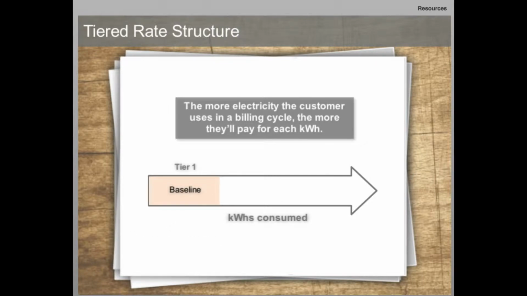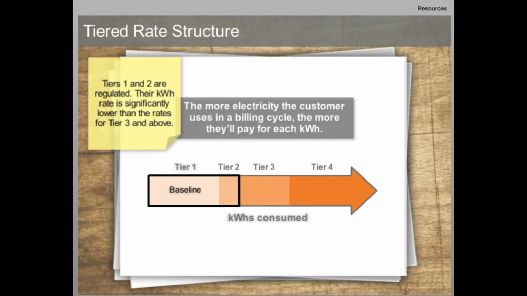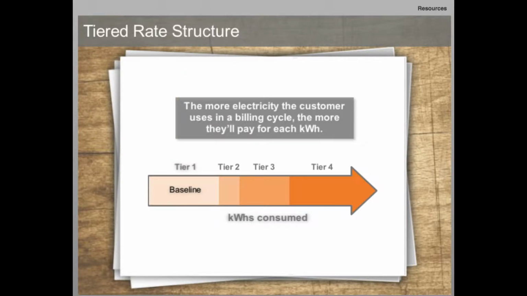Any electricity the customer uses beyond Tier 1 up to a certain limit is charged at Tier 2's rate. Depending on the utility, there may be anywhere from 3 to 5 tiers. Tiers 1 and 2 are regulated by the Public Utilities Commission. Those two tiers' rates tend to be significantly lower than Tiers 3 and above. Select Next to see an example and learn more about the tiers.